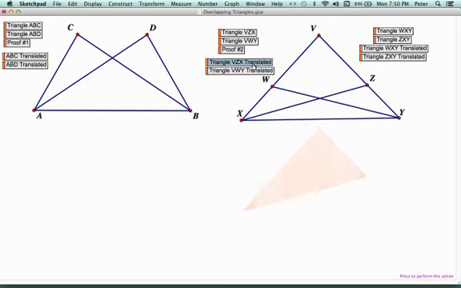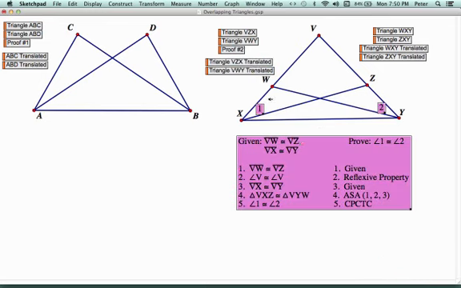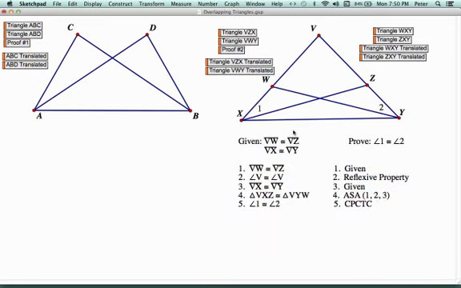So let's see what a proof might look like in a diagram like this. We might be given that VW, this portion of the long side, is congruent to VZ, the portion of the other long side, and that the big side, VX, was congruent to VY. So, could we prove that angle 1 here in the corner is congruent to angle 2? And once again, we would do it by overlapping triangles.